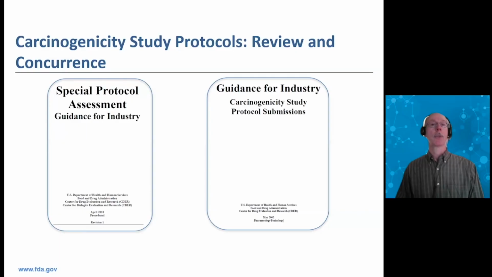So the agency does accept protocols from carcinogenicity studies for review ahead of time before the studies are conducted. And those can be submitted under what's known as a special protocol assessment. And there's a guidance document that explains that process. And then we also have a guidance document specifically for carcinogenicity study protocol submissions that lays out the kind of information that we need to see in order to do these reviews.